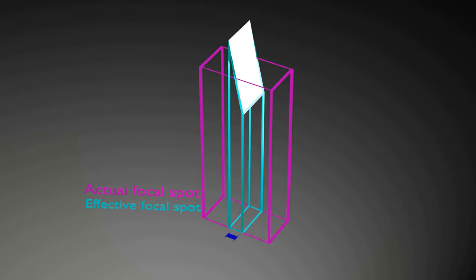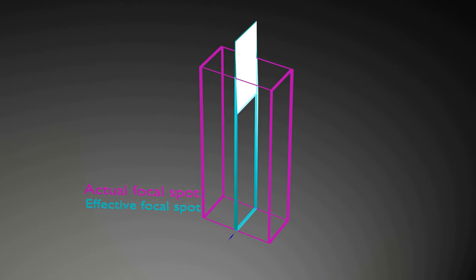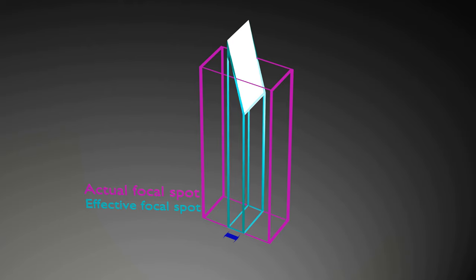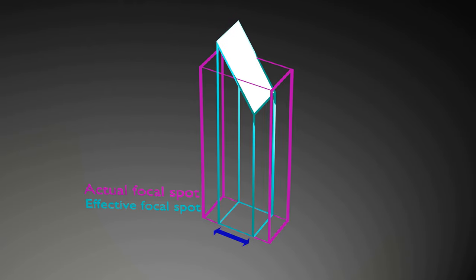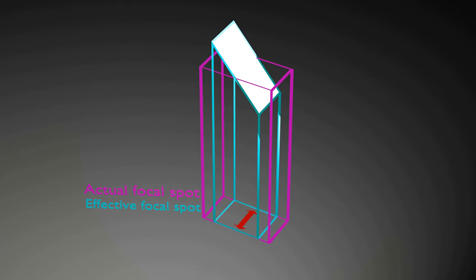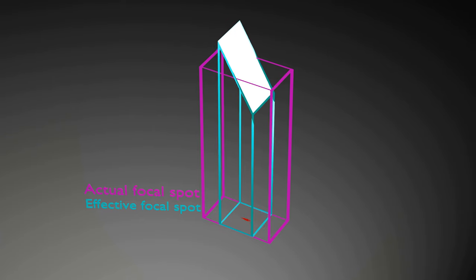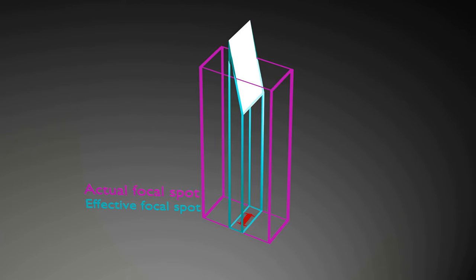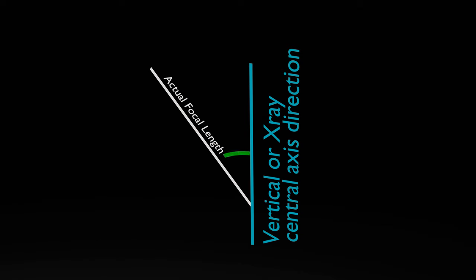Shortening of effective focal spot works only in the direction of inclination, say along the length of the focal spot. It does not work along the width of the focal spot. Effective focal spot can be calculated for a known focal spot and anode angle. Anode or target angle is the angle between the target surface and the X-ray beam central axis. Theta is our anode angle.